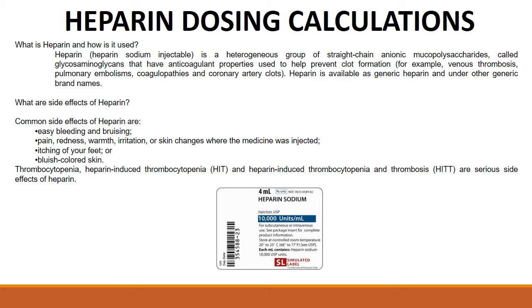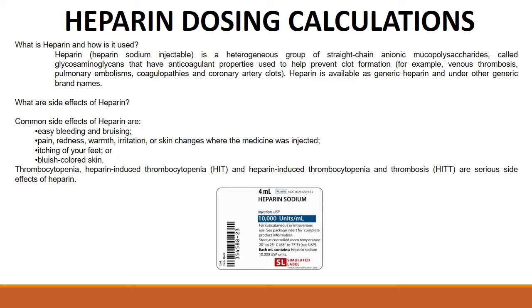So if you give too much to the patient, then what will be the effect? The common side effect is easy bleeding and bruising. Remember again, it is an anticoagulant, so it slows down the blood clots. But if too much is given, then there will be bleeding. So that's why it is important for you to control the heparin dosing.